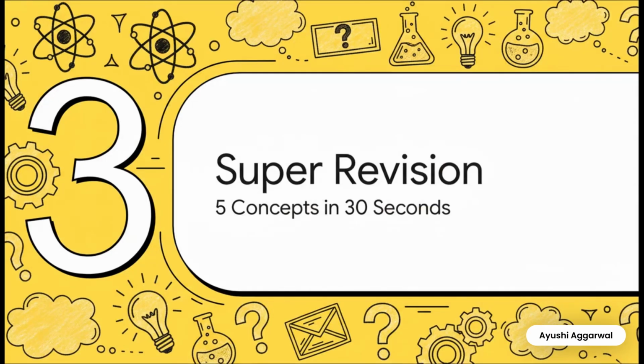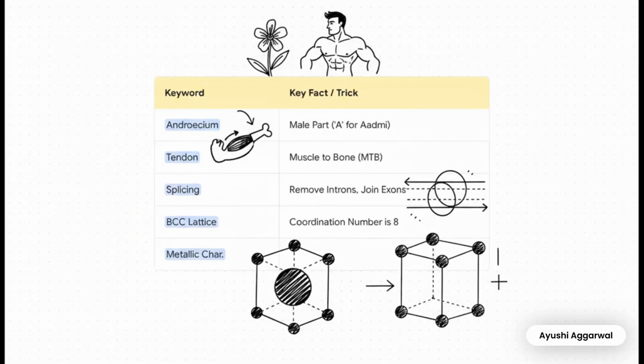Phew, that was an intense session. We've broken down 5 really important questions. But now for the most crucial part, a super fast revision to make sure it all sticks in your brain. Ready? Let's go. Okay, let's do a rapid-fire recall together. Androecium, male part, A for Admi. Tendon, that's our MTB trick, muscle to bone. Splicing, simple, we remove introns and join exons. BCC lattice, the coordination number is 8, a fact to memorize. And finally, metallic character, it decreases from left to right and increases from top to bottom.